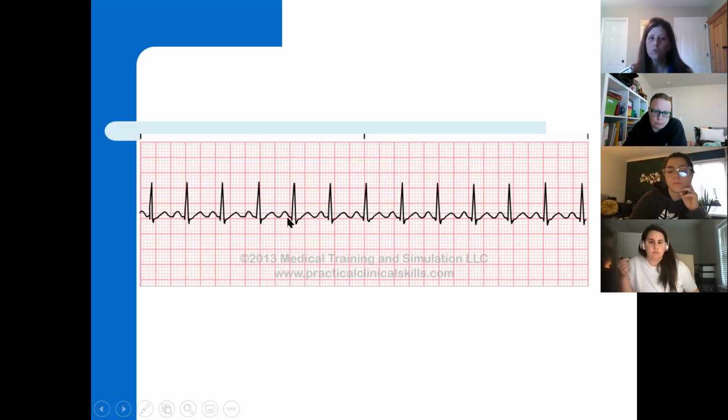But you see here, my P looks pretty normal. It's upright, it's rounded. My QRS looks pretty normal. I can actually even see a little bit of the negative deflection for the start of the Q. We don't always get to see that. My R, my S, and nice rounded upright T wave. So it all looks normal. It's just fast. That's it. Make sense?